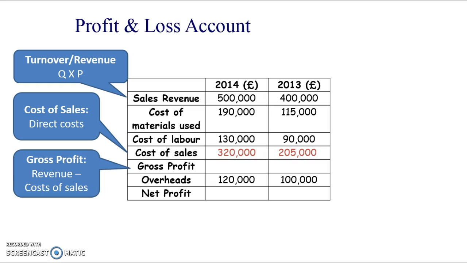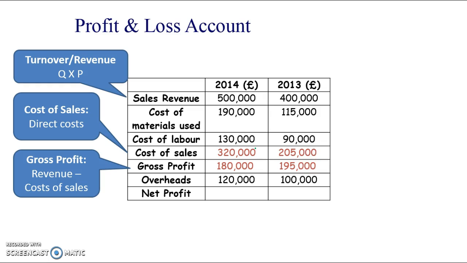Gross profit, our first type of profit that we're coming across. This is just sales revenue minus those direct costs, so the cost of sales. When we work that out, it's going to be our sales revenue minus our cost of sales. So that's going to come out as that.